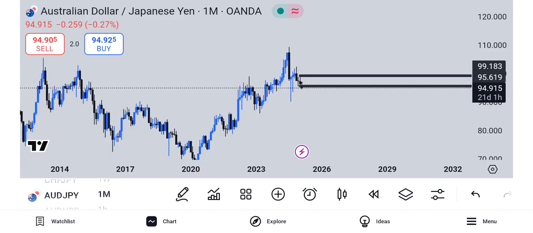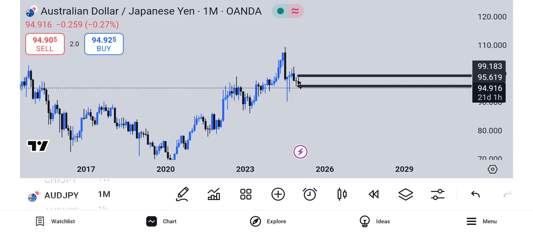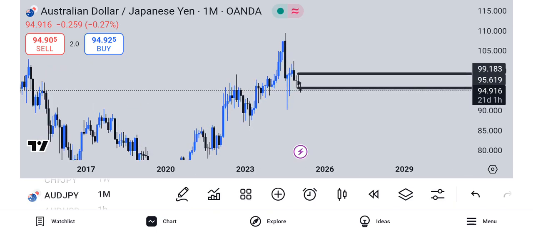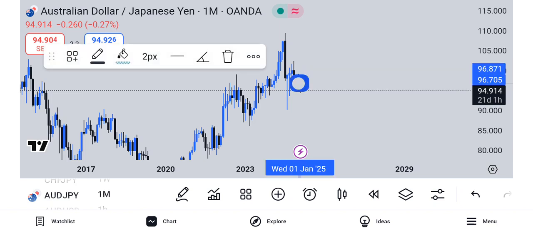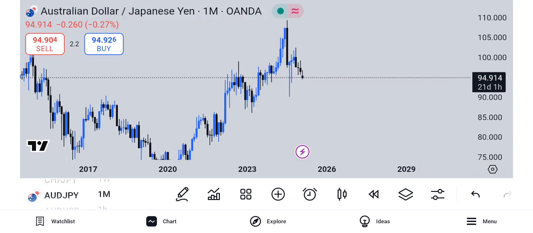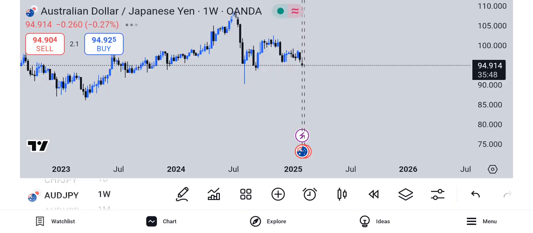This strategy works pretty well on any currency pair. Believe me guys, it works literally on any currency. So can we use this on AUDJPY? I don't know. Let's start. This strategy is very simple. You trade it based off weekly candles.